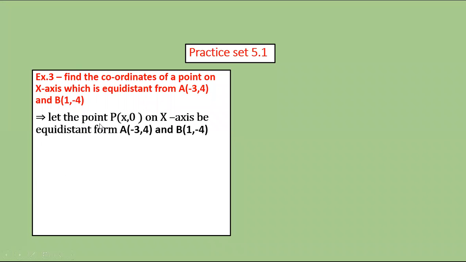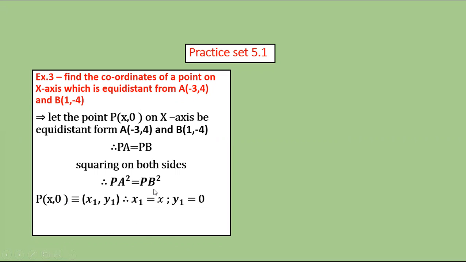Solution: let the point P be on the x-axis, its x coordinate is x and y coordinate is 0. P is equidistant from points A (-3, 4) and B (1, -4). Therefore, PA is equal to PB. Squaring on both sides, we get PA square is equal to PB square.